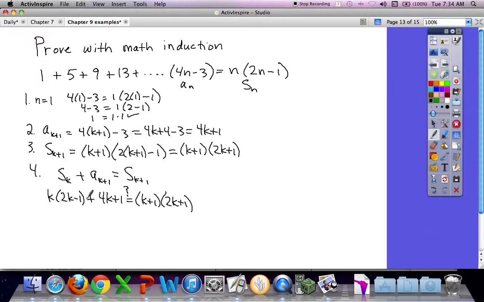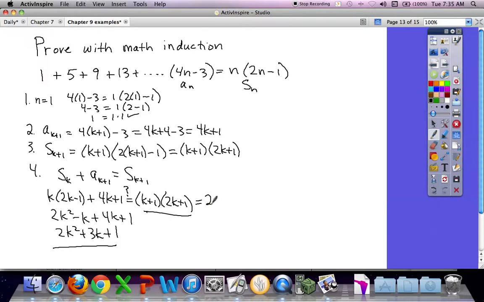So let's see. You can either try to simplify the right-hand side or the left-hand side to do this. Let's simplify the left first. 2k squared minus k plus 4k plus 1. 2k squared plus 3k plus 1. Okay, so we need to show that this is the same as this. And you could either factor what's on the left to make it look like that, or you could FOIL what's on the right to make it look like that. Most of the time, it's probably easier to FOIL.